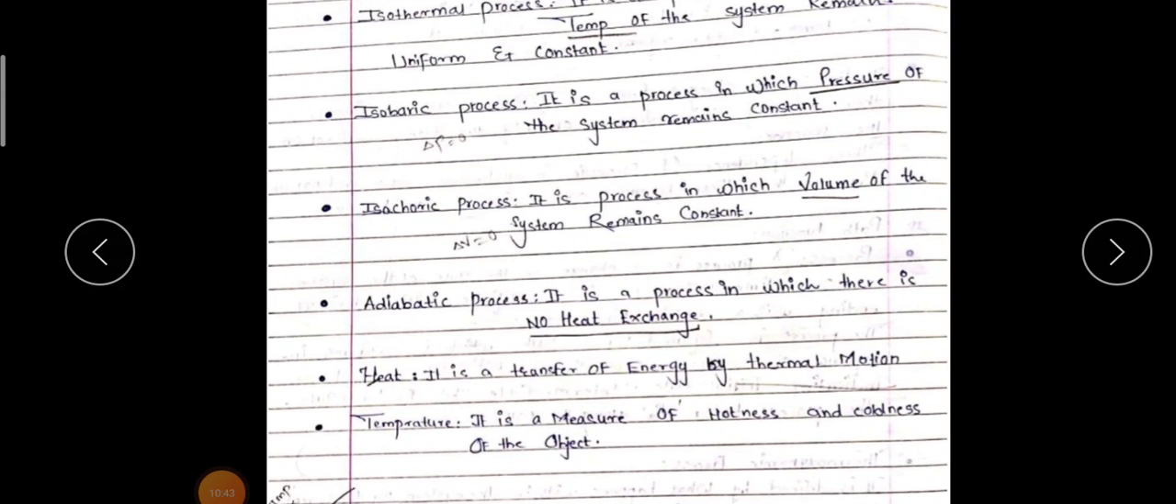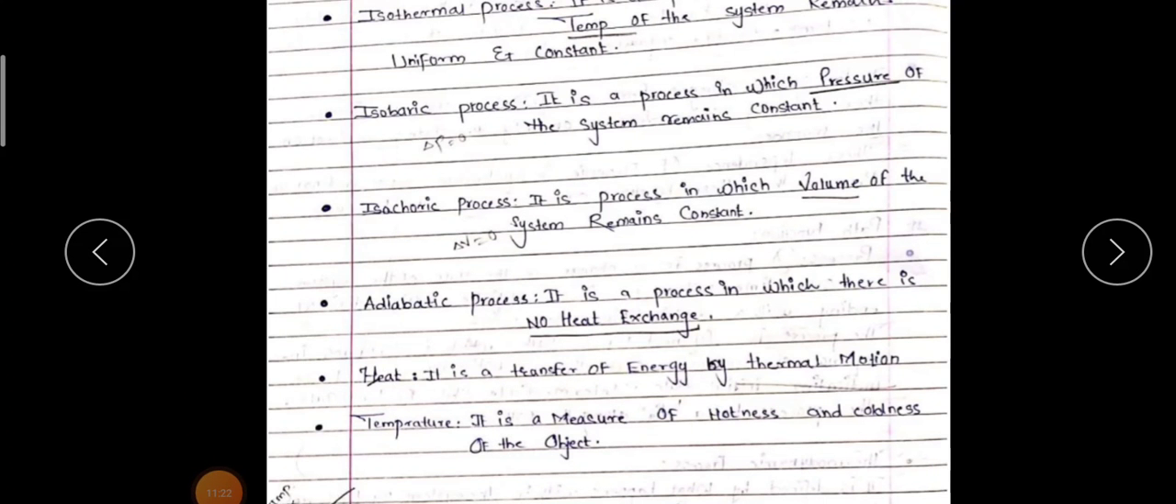Then adiabatic process, dot dot dot is a process in which there is no heat exchange. Adiabatic process is such a process in which there is dot dot dot dot. There may be the options delta Q is equal to 0, delta H is equal to 0, delta E is equal to 0, delta V is equal to 0. So delta Q is equal to 0 will be the answer, because there will be no heat exchange. Okay, or simply Q is equal to 0 for the adiabatic process.